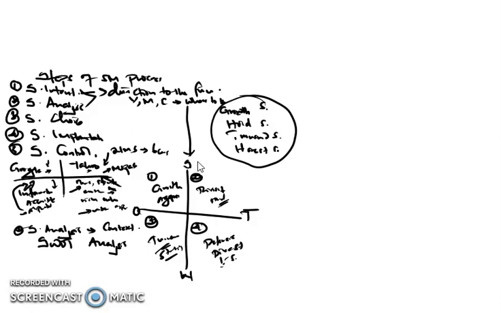So you have 2 types of analysis in this step. The first step is what you call internal analysis. The second step is what you call external analysis. Now, internal analysis, I want to know whether I am strong or weak internally. External analysis, I want to see what are my opportunities and what are my threats.